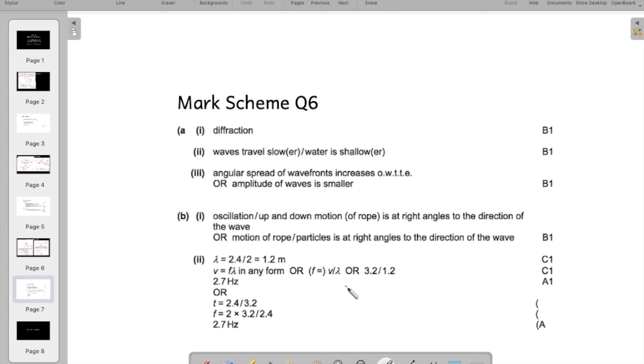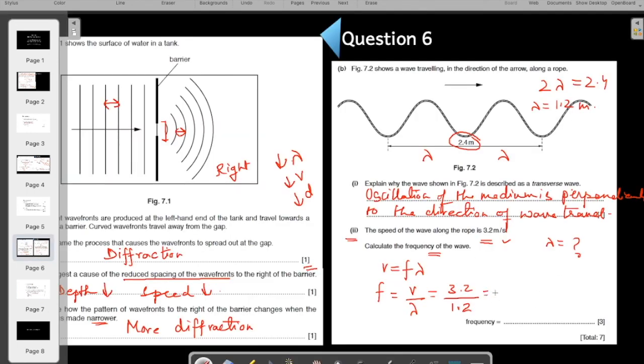This completes your answer, or there is another way of doing it. If you are doing it this way, you can tell your answer this way. Answer is 2.7 Hertz. If you look at it, it's a 3-mark question. If you're writing your steps properly, you'll get 1 mark for writing the formula, 1 mark for substituting the correct values in the formula, and the last 1 mark for getting your answer correctly.